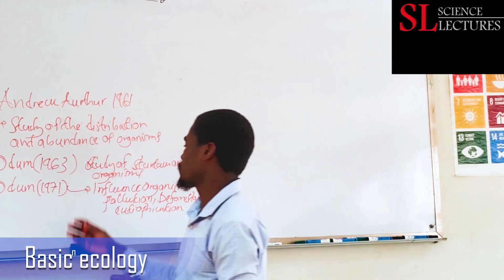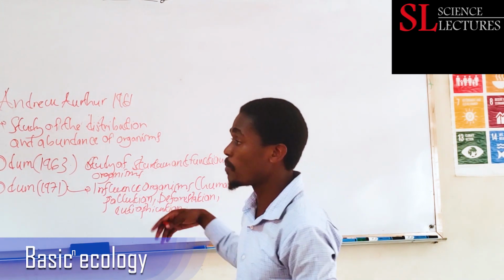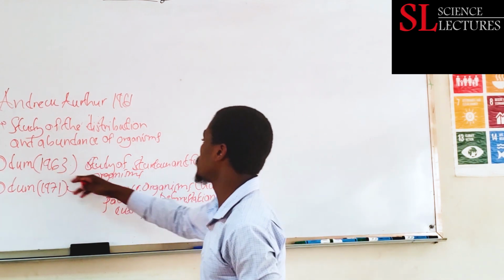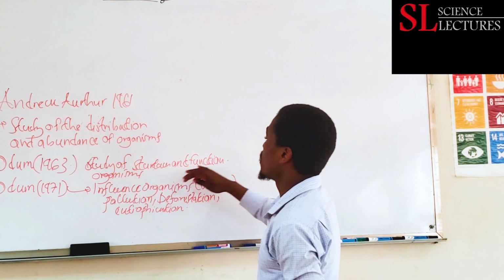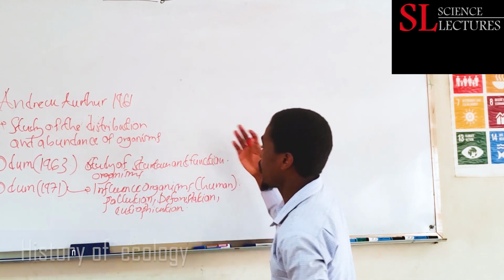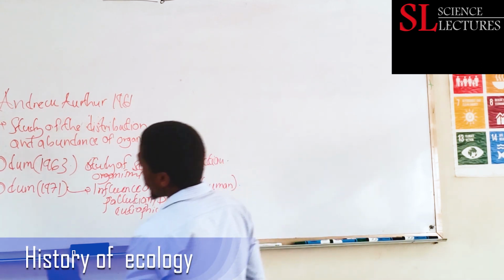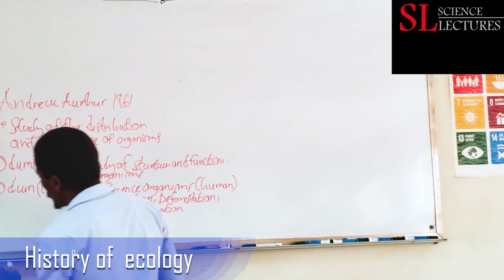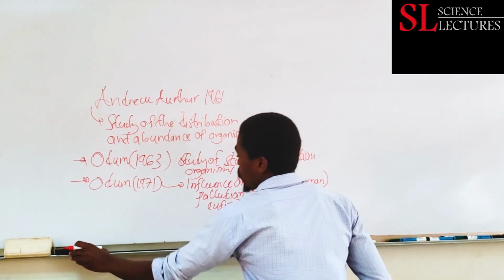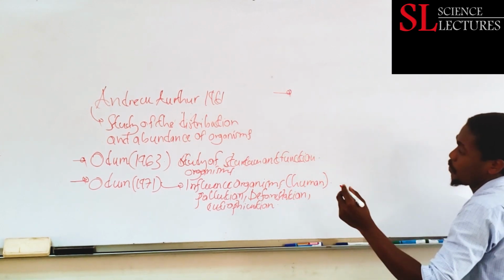Basically, Odum in 1971 is looking at how there is an influence of humans, basically man, on the ecosystem. But in 1963 he was looking at the structure, function, and nature of organisms. So that is it for Odum. Then finally, there emerged another group of scientists, and these two also made their contribution towards ecology.